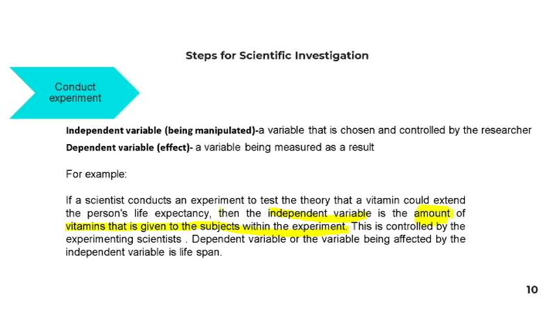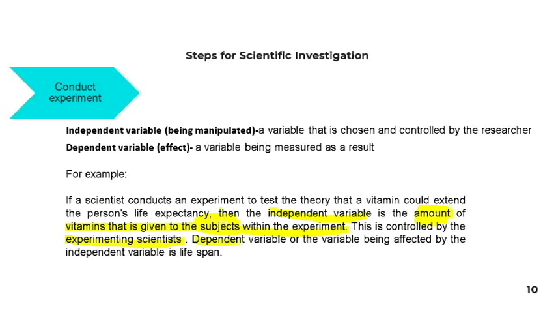By the way, we call them subjects. Those people involved, those animals involved, are subjects. We don't call them human, we don't call them dog or cat, we call them subjects. So that's the independent variable of the statement. This is controlled by the experimenting scientist. So that one is being controlled by the scientist.